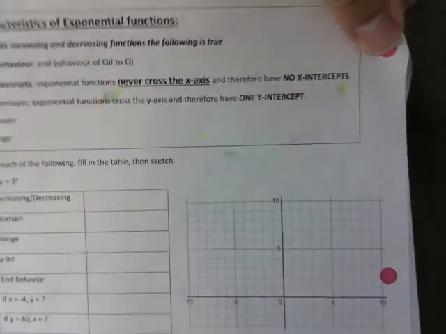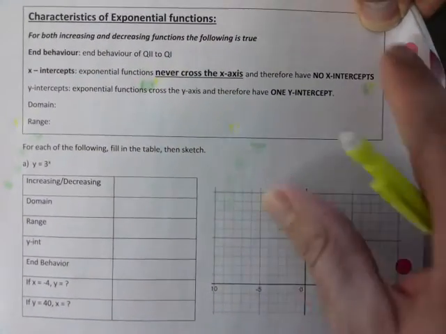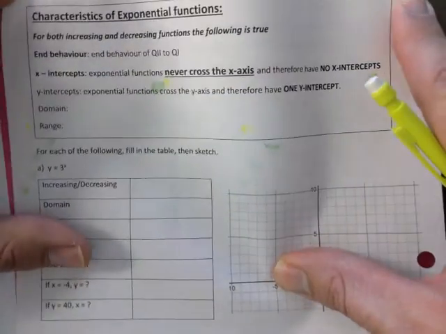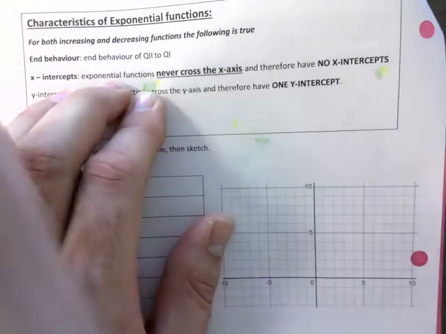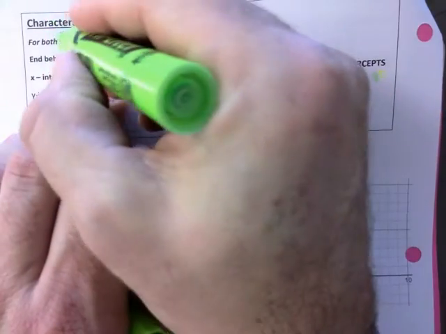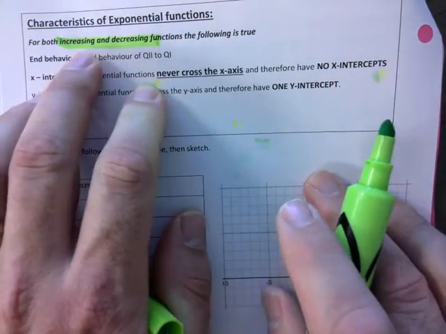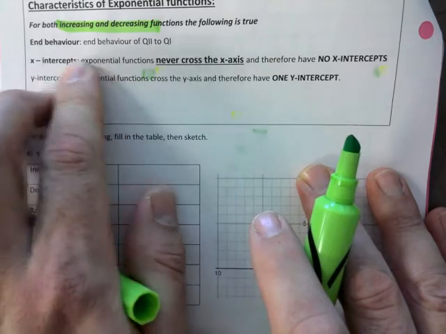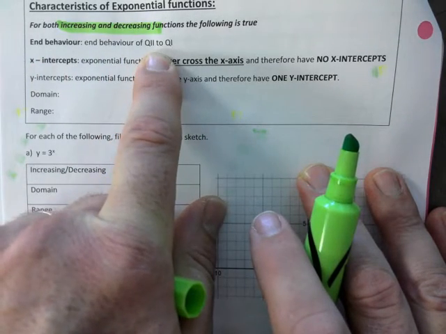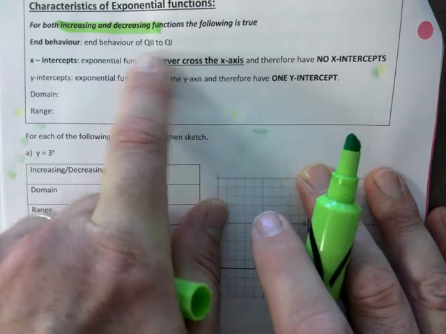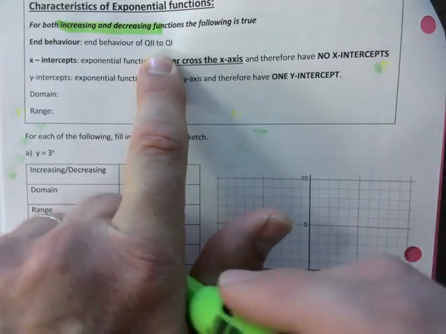Let's flip over to page 4. Characteristics of exponential functions. I tried to summarize it here. Watch this. For both increasing and decreasing functions, the following is true. Right? It doesn't matter if it's increasing or decreasing. The end behavior is always Q2 to Q1 or Q1 to Q2. It doesn't matter.